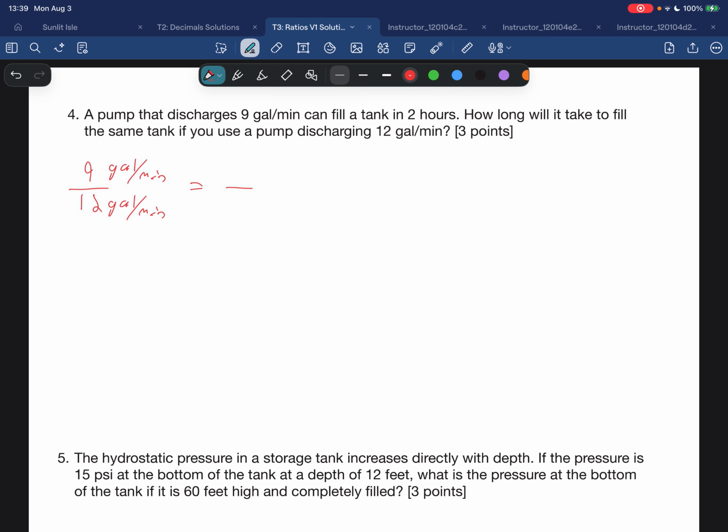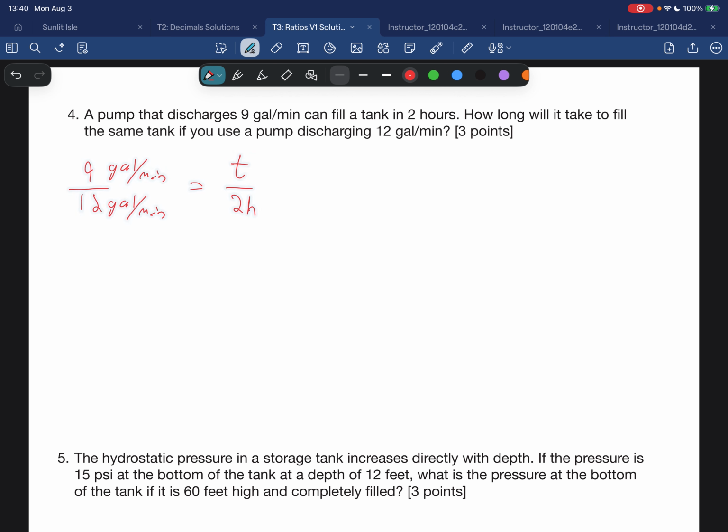A pump that discharges 9 gallons per minute can fill a tank in 2 hours. Okay, so 9 gallons per minute, 2 hour fill. How long will it take to fill the same tank if you use a pump that fills at 12 gallons per minute? So we're filling the same tank at a faster rate, so it should take less time, which means the 2 hours is the longer time block.